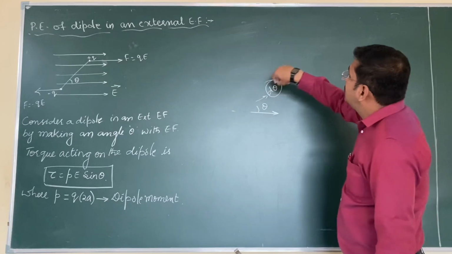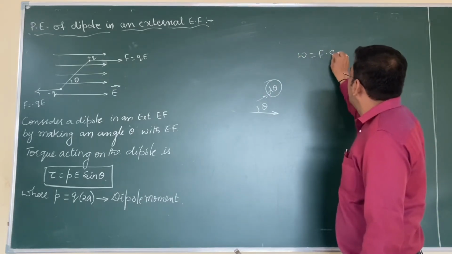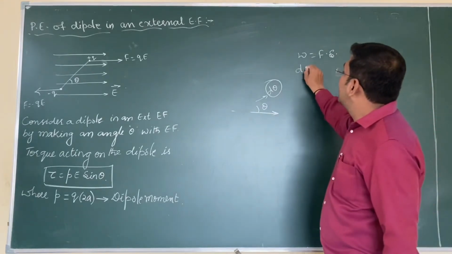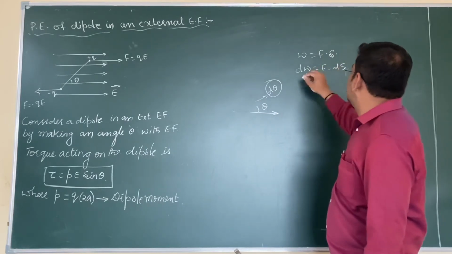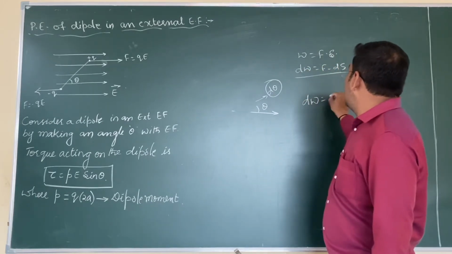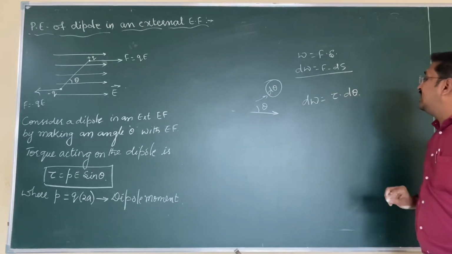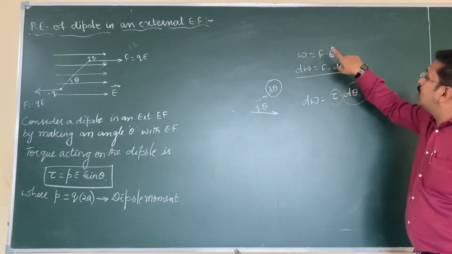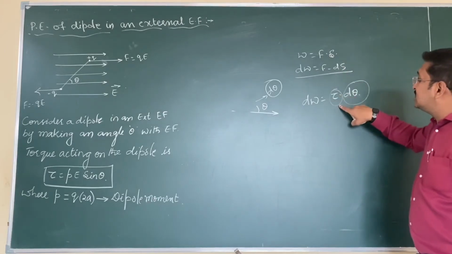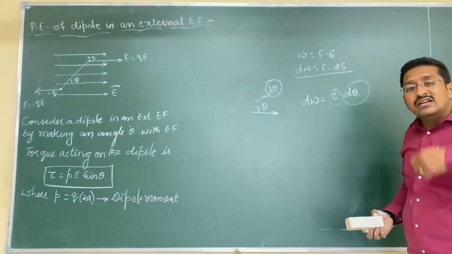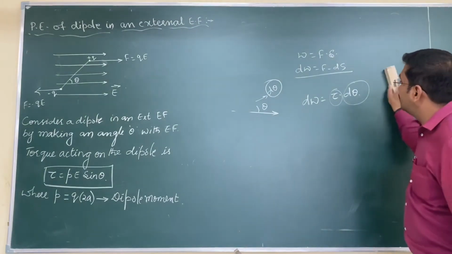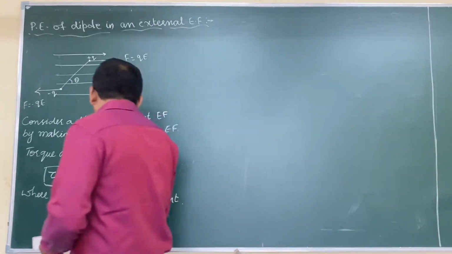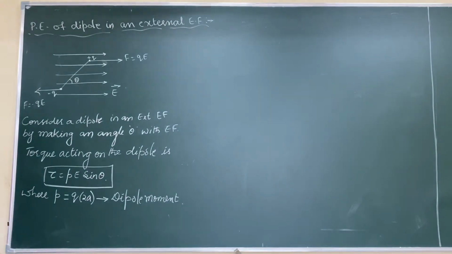Okay, see here, in straight line motion, work is equal to force into displacement. We call it dw is equal to f into ds. Here in this case, dw is equal to tau into d theta, that is torque into angular displacement. Work done is equal to force into displacement; here work done is equal to torque into angular displacement. So to rotate this dipole, you have to do work.